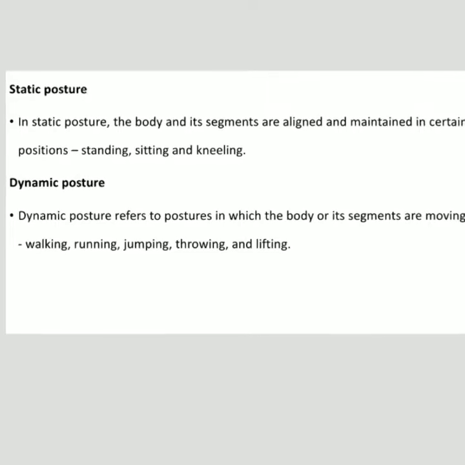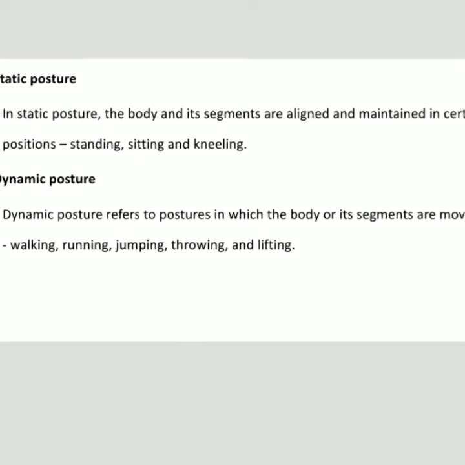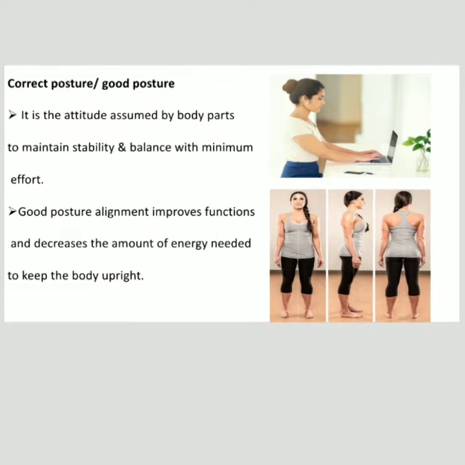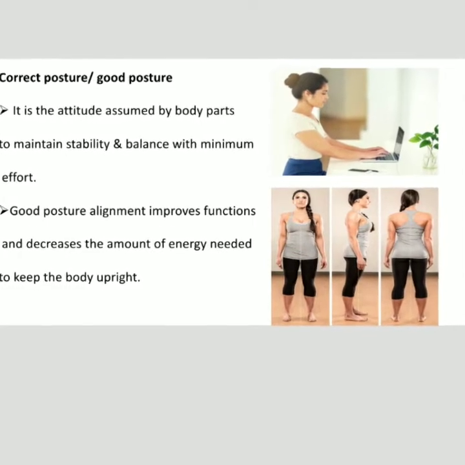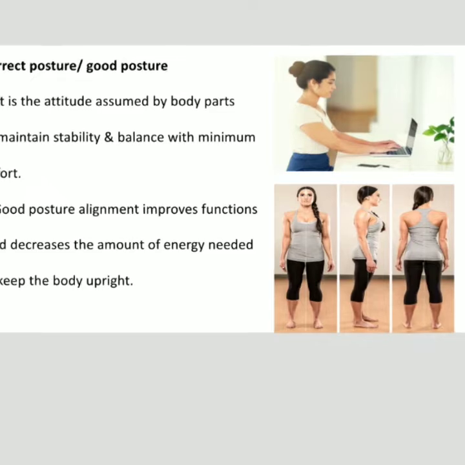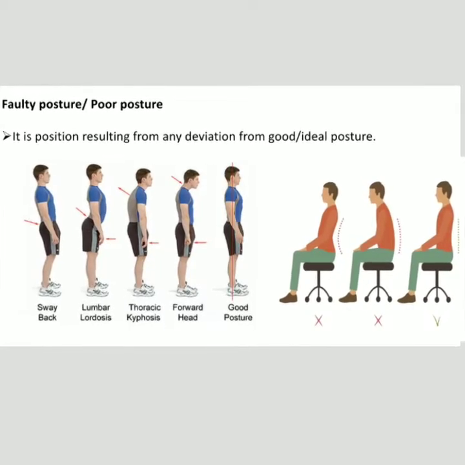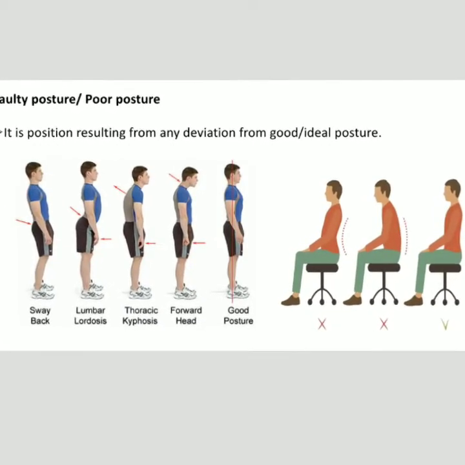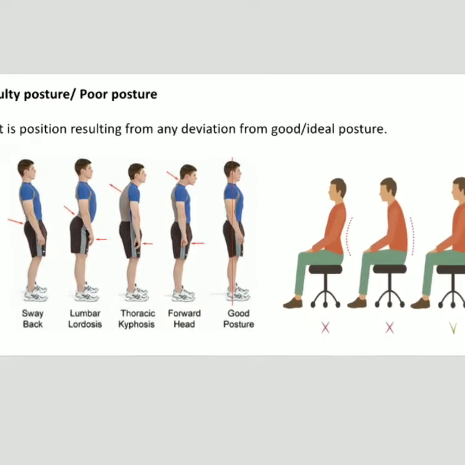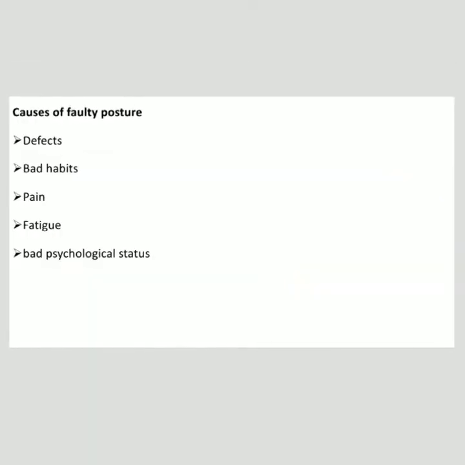Classification of posture: static, dynamic, correct posture, and faulty posture. Static posture is when the body and its segments are aligned and maintained in a certain position. Dynamic is when we are in motion or the segments are moving. Correct posture is the attitude assumed by the body parts to maintain stability and balance with minimum effort. And what's a faulty posture? It is any deviation from the ideal or good posture.